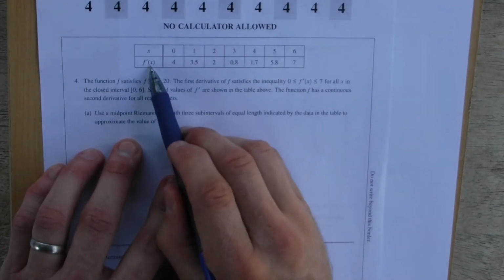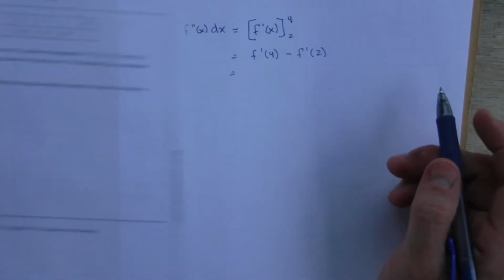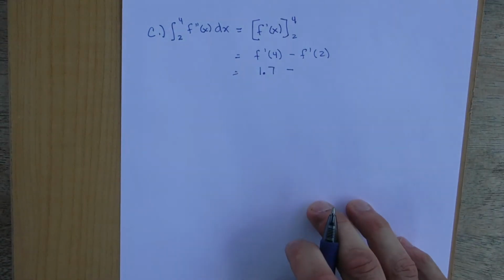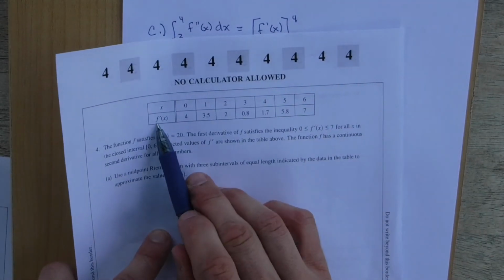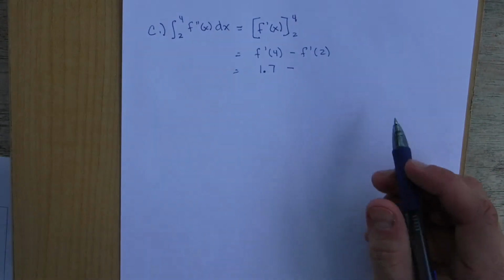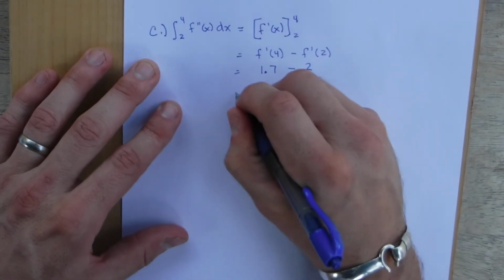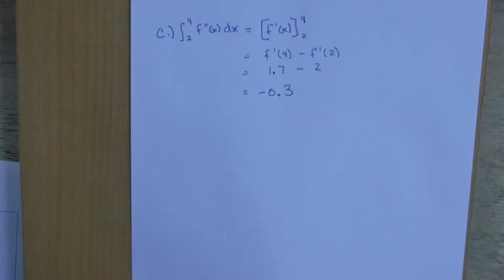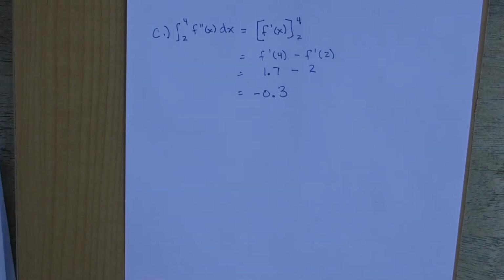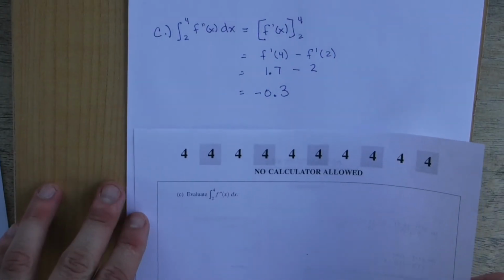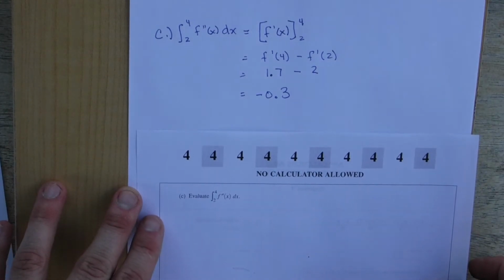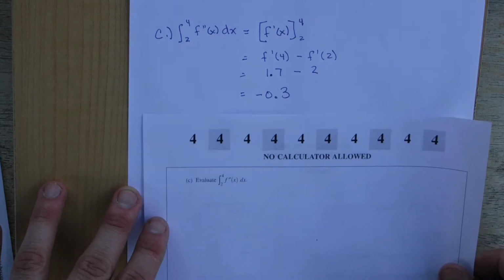To the table. f prime of 4 is 1.7. f prime of 2 is 2. So 1.7 minus 2 is negative 0.3. Alright, negative 0.3. That is what the integral from 2 to 4 of the second derivative is.